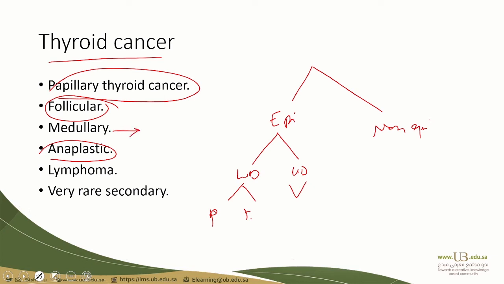Medullary cancer is non-epithelial because it arises from the C cells, the calcitonin cells of the thyroid, which embryologically come from the neural crest. We have also lymphoma, and very rare secondary tumors as metastasis from other organs.